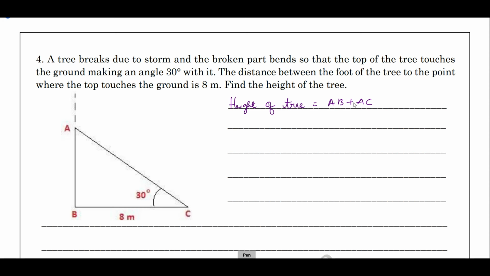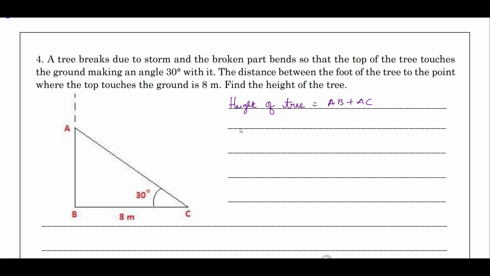To find, see here only one right angle triangle is there. To find out AB, I can use what? Already base is given. What is the connection between opposite and base? It is tan ratio. To find out AB, I'll use the tan ratio. To find out AC, you can use sine or cos.